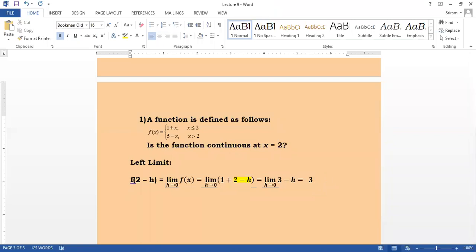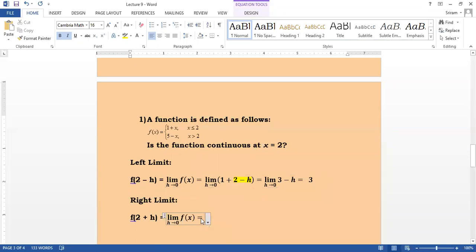In the same way, I am going to find the right limit. What is the meaning of right limit? I am going to find f of 2 plus h. That means I am going to take the limit as h tends to 0 of f of x.